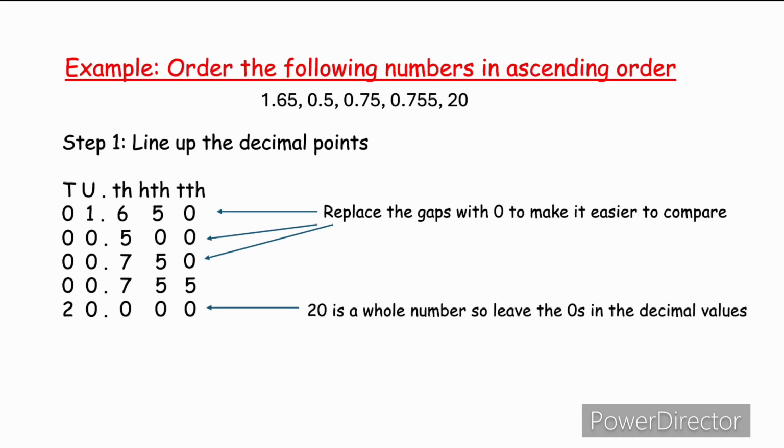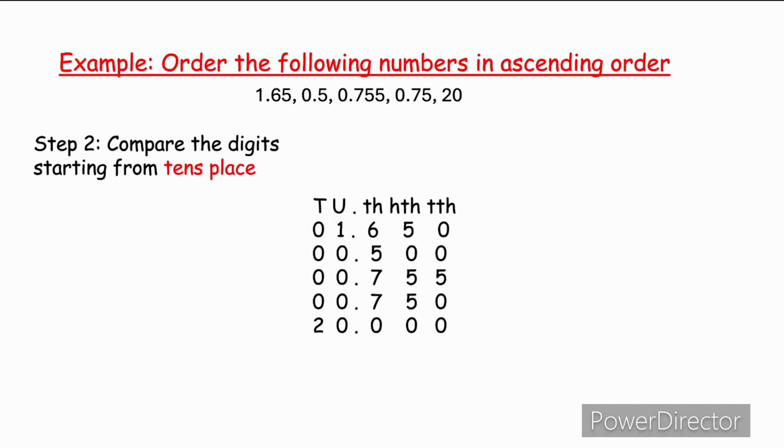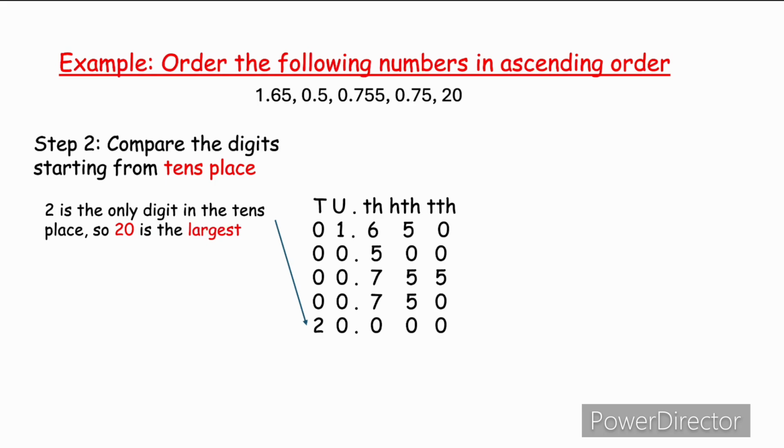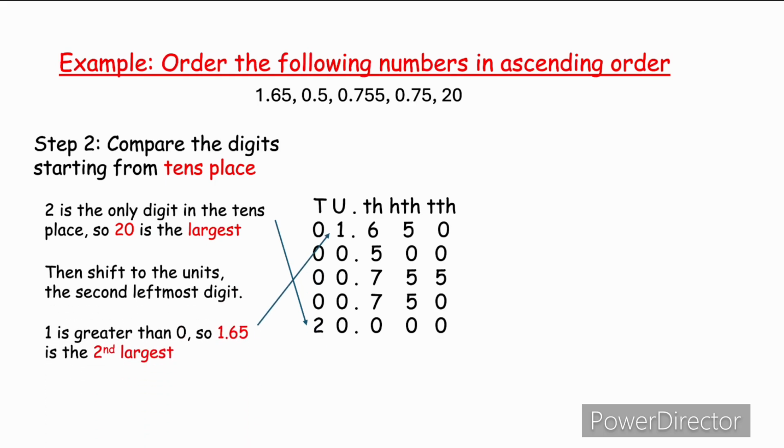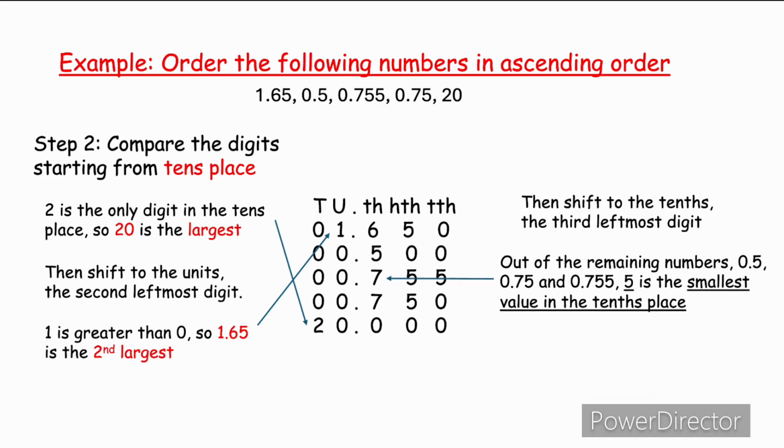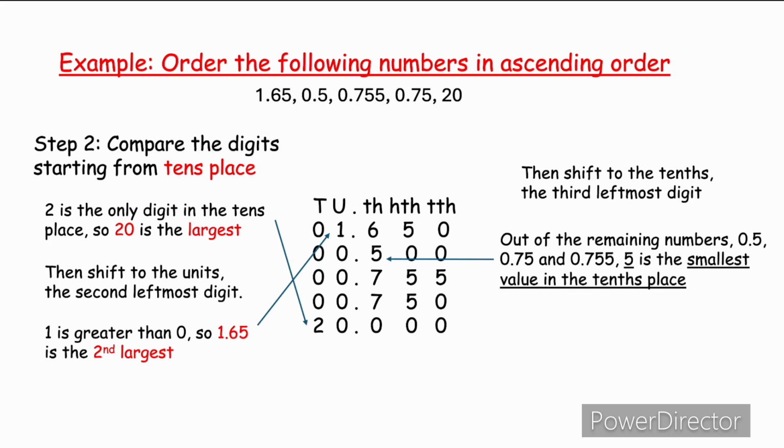equivalent values. Next, like ordering numbers, we compare the digits, starting from the tens place, the leftmost digit. As 2 is the only digit in the tens place, 20 is the largest number. We then shift to the next leftmost digit, the units. As 1 is greater than 0, 1.65 is the second largest. Moving along again to the next column, the tenths. Out of the remaining numbers, 5 is the smallest value in the tenths place, so 0.5 is the smallest number.